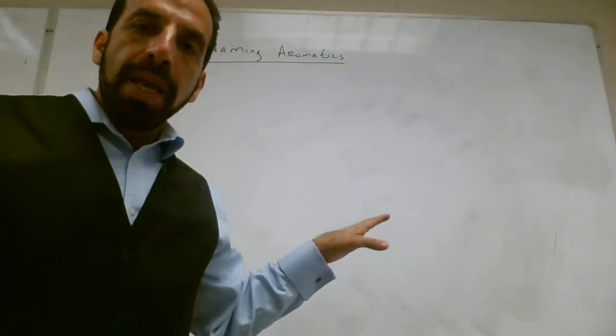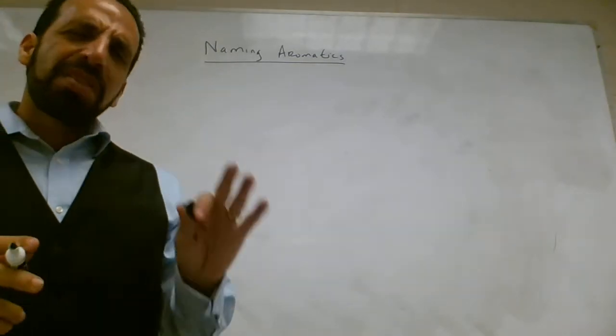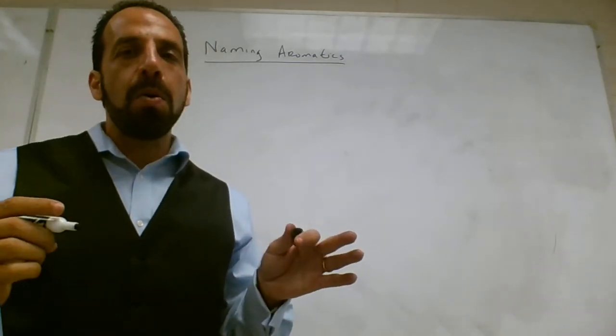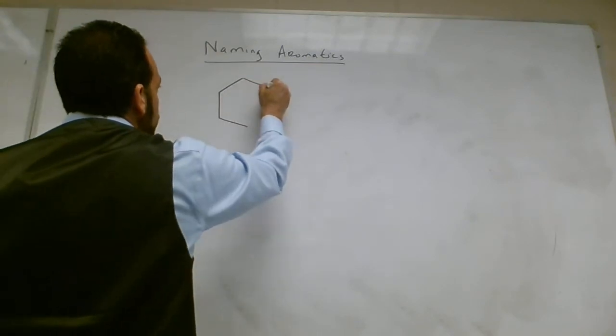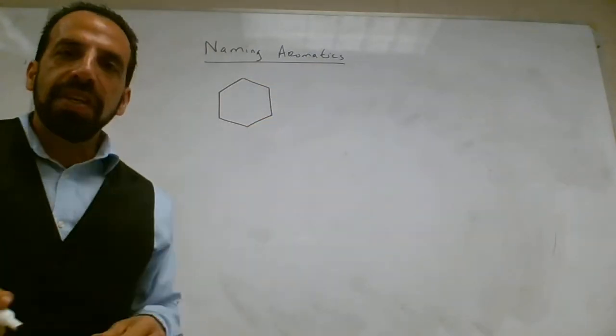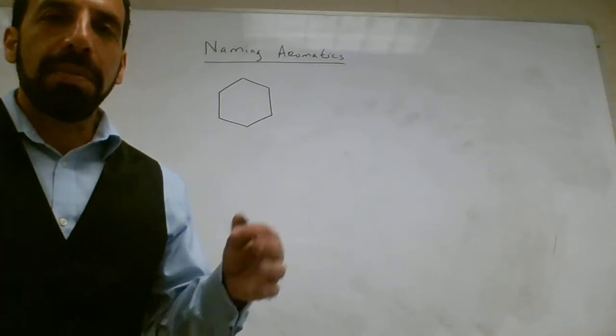So let's go ahead and conclude our naming with aromatic compounds. Aromatic compounds are very specific. They actually look like a cyclohexane. The only difference is these actually have, I'm going to put down double bonds. They're not really double bonds, but that's going to be right like this.